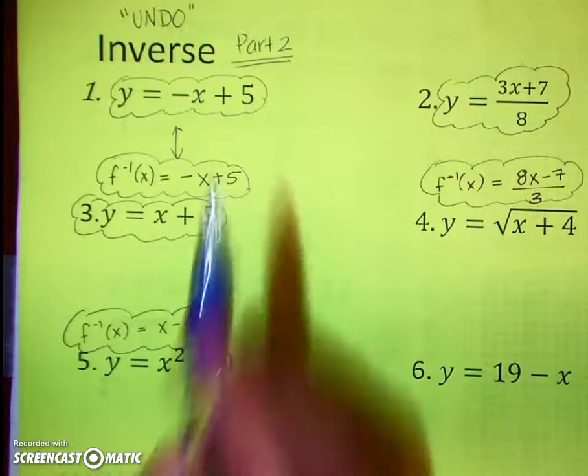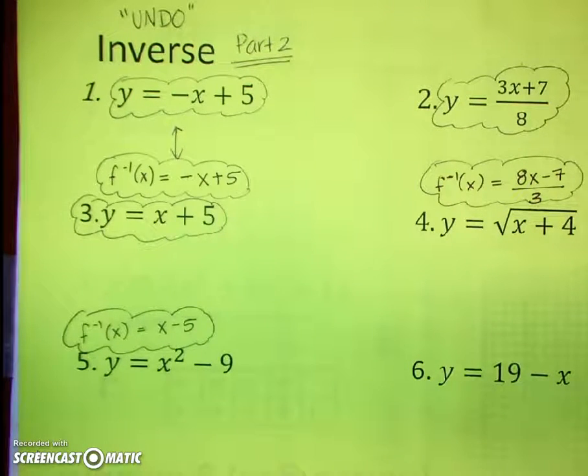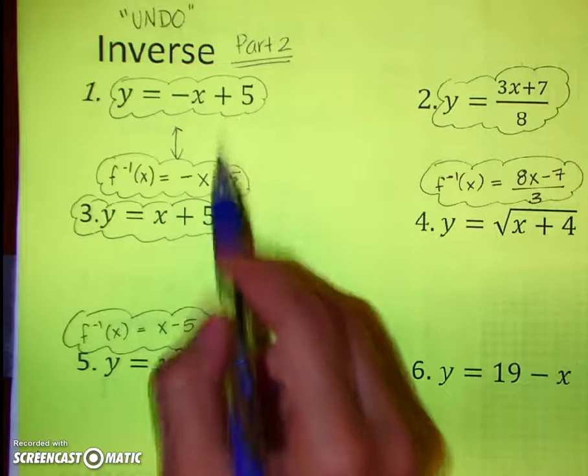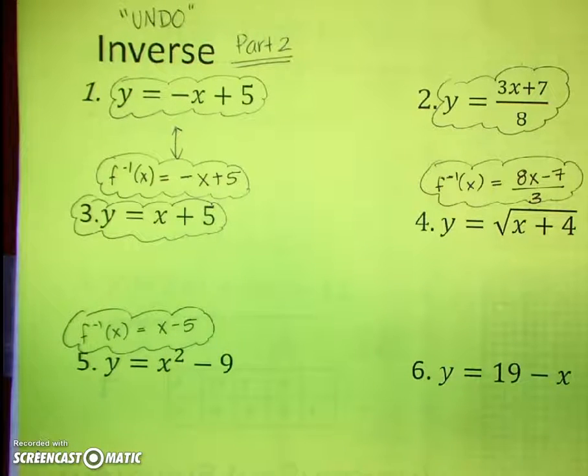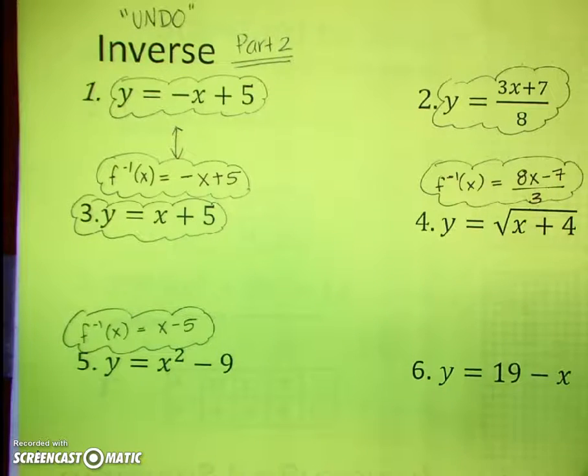If you look at number 3, the original function was x plus 5, your inverse is x minus 5. And if you look at number 1, you would expect it to say x divided by -1, maybe minus 5, but we end up getting the same function. The original function and its inverse end up being the same.